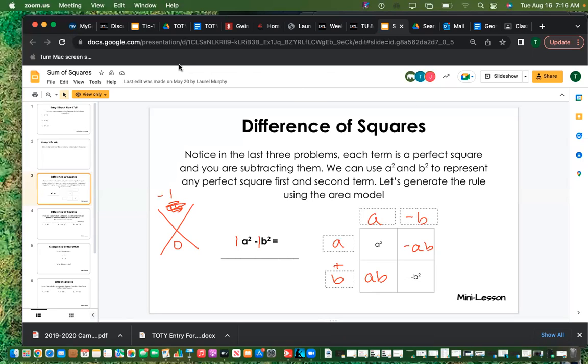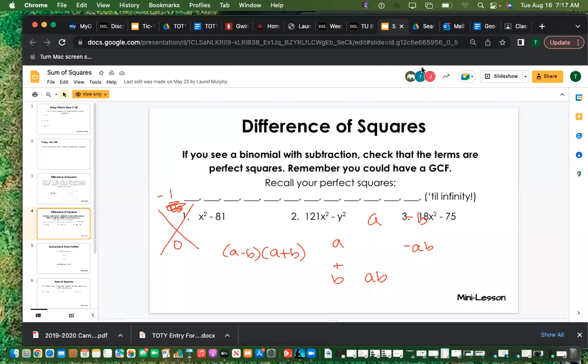So the rule for this, and we talked about this last week, was A minus B times A plus B. So, difference of squares. If you see a binomial with subtraction, check whether the terms are perfect squares. Remember, you could have a GCF.